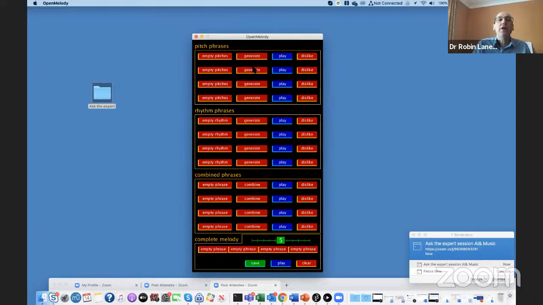So if I go to the pitch section of the tool, we can see we've got some generate keys. If I hit one of those, a pitch phrase gets generated. So by pitch phrase, I just mean a phrase where we have some pitches, but the rhythm is just very, very simple. So I can play that. Okay, so I can make a judgment now whether I like that or not. And I think that that's kind of okay.